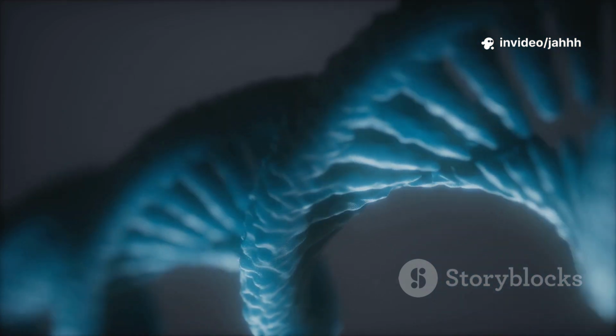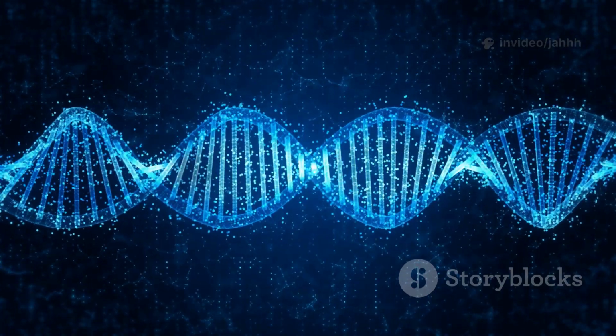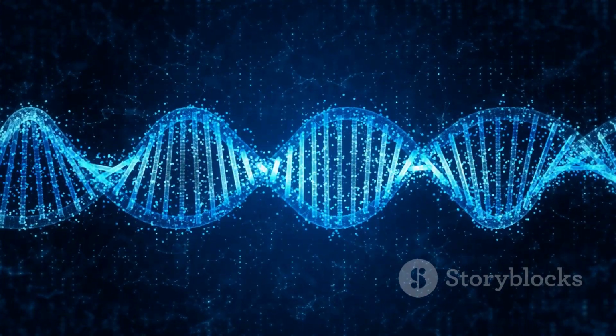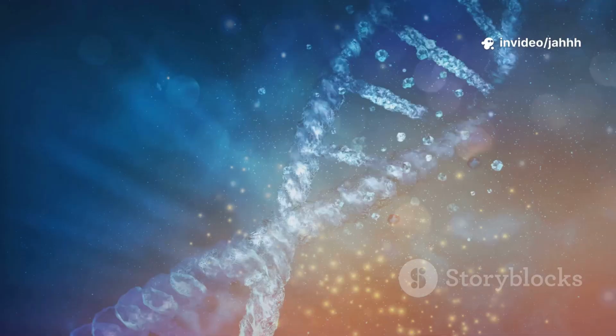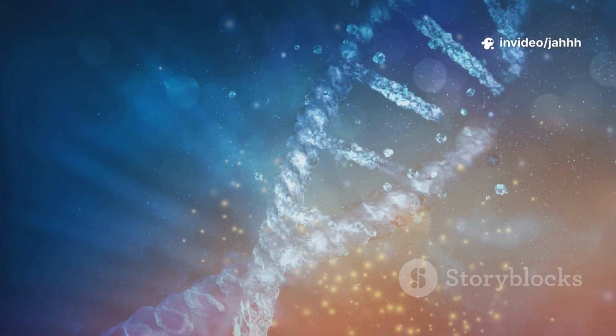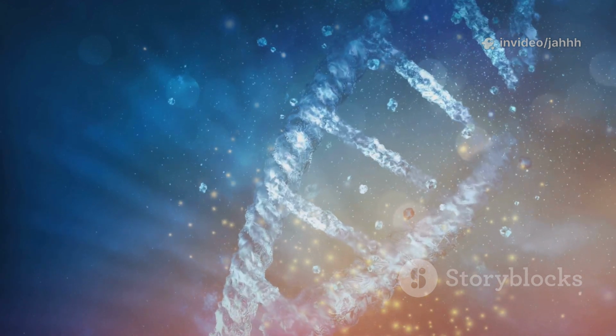This replication process is usually incredibly accurate, but sometimes, despite the body's best efforts, mistakes happen. These errors can occur during the copying process or be caused by external factors. These mistakes or mutations are alterations to the DNA sequence. They represent a deviation from the original perfect blueprint.